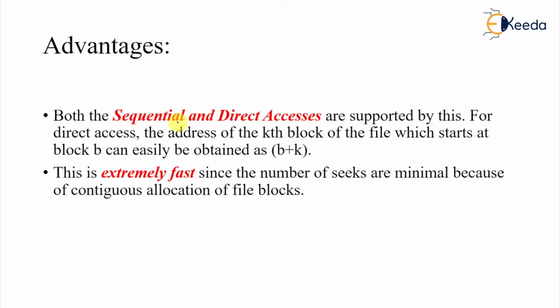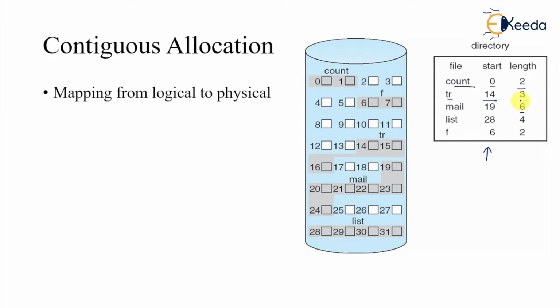Both sequential and direct access are supported by this method. For direct access to the kth block, in this case, you can go directly to the 0th block, the start of 0, and access it from there. For file F, you can go directly to 6 and access it from there.